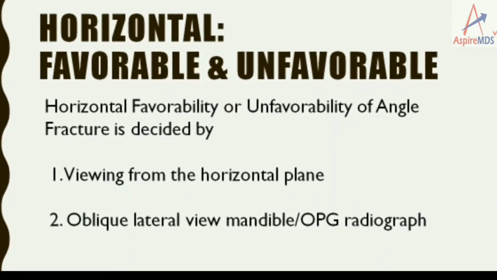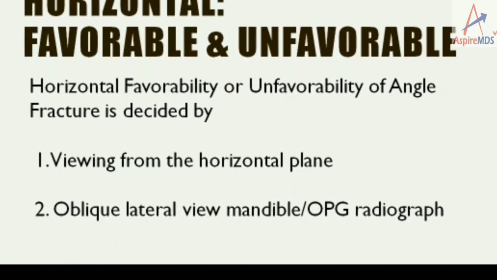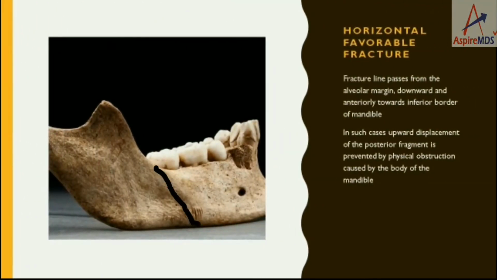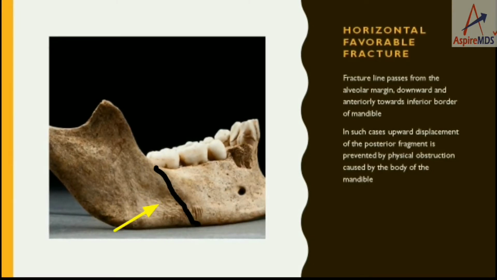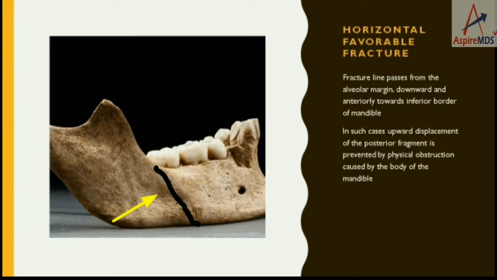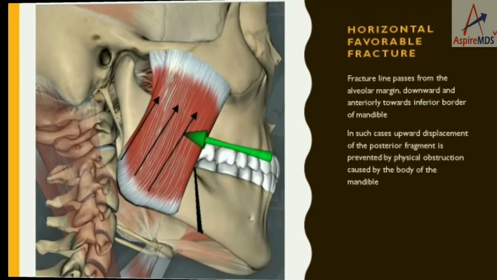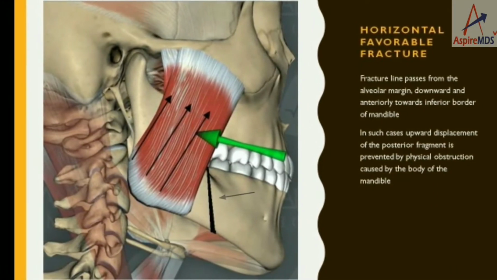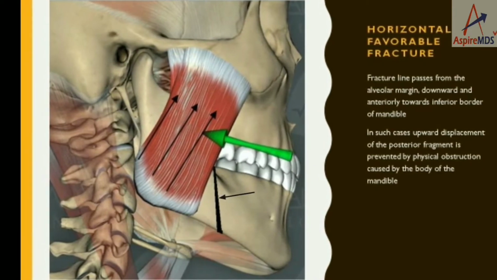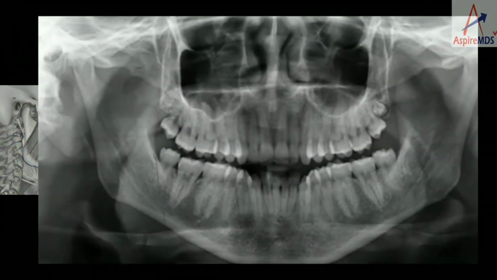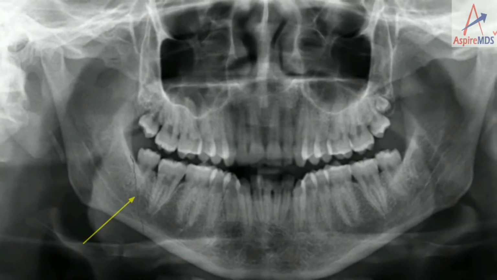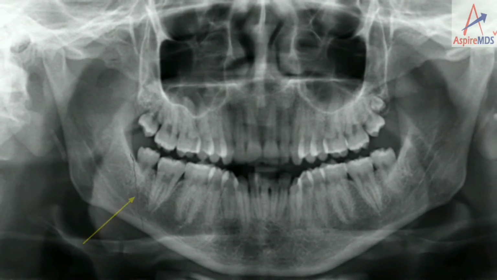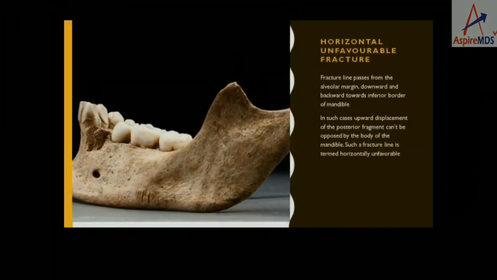The horizontal favorable fractures, we see them in the horizontal plane with the help of a radiograph such as an OPG or lateral oblique. So in the horizontally favorable fracture, the fracture line passes from superior to inferior direction in an anterior manner. So here you can see this fracture line, because it is passing like this, the distal fragment will stop the proximal fragment from being displaced. That is why it is called a favorable fracture, because the treatment will be easy as the proximal fragment has not been displaced. This is called a horizontally favorable fracture, as we can see in this OPG.